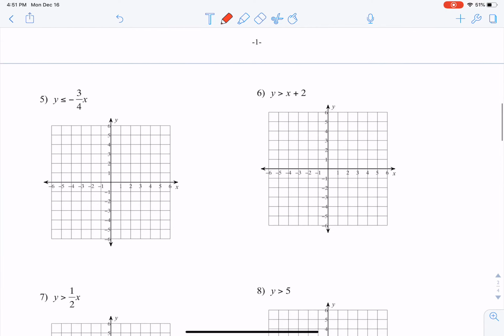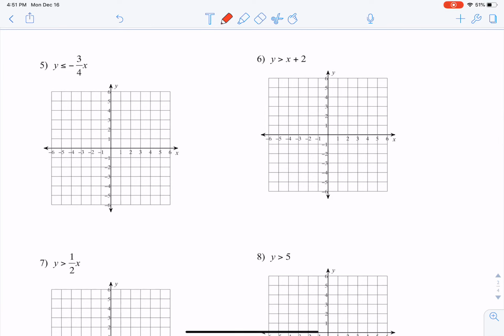Let's do one more together. Let's take a look here at y is greater than x plus 2. So I will come over here to 2, and I can go up 1 and over 1, up 1 and over 1. So I can create my line here, and I'm going to have a dashed line because this is a greater than symbol.